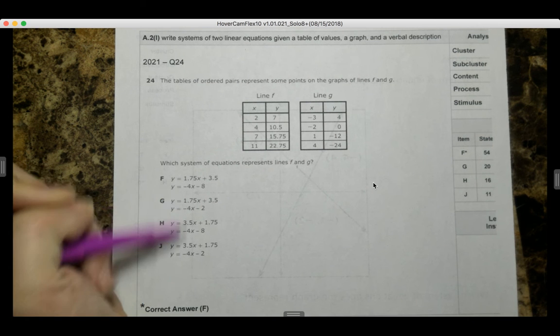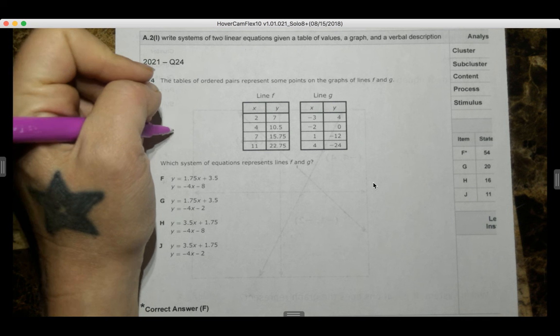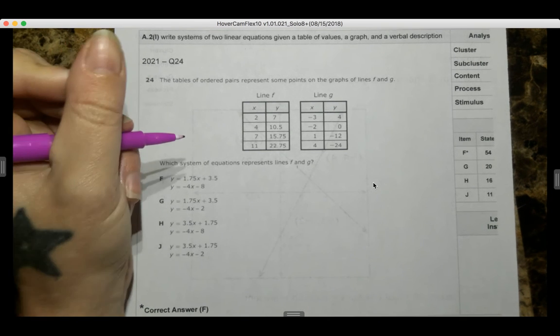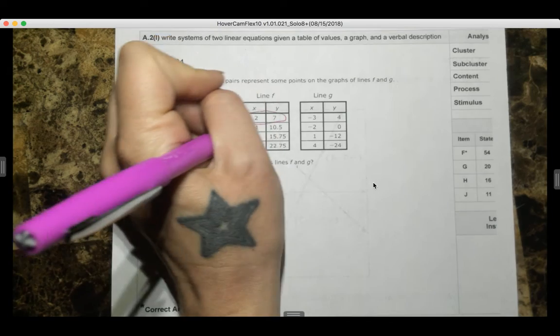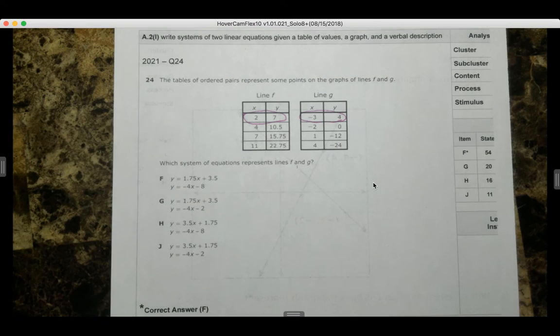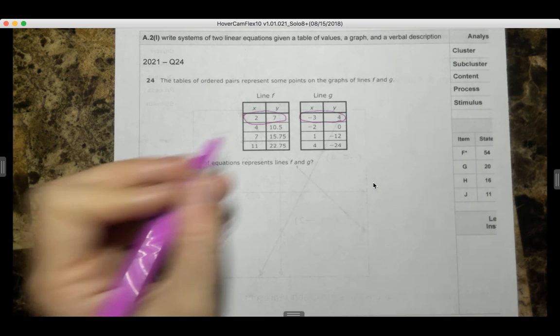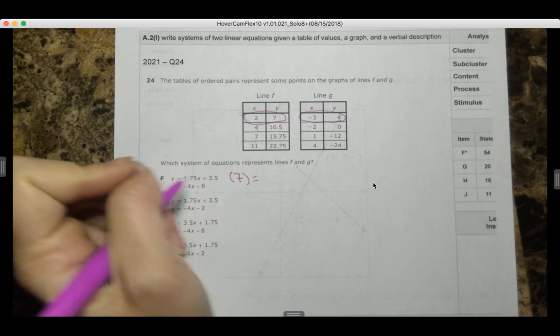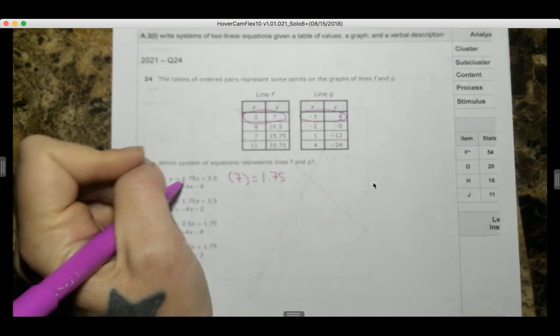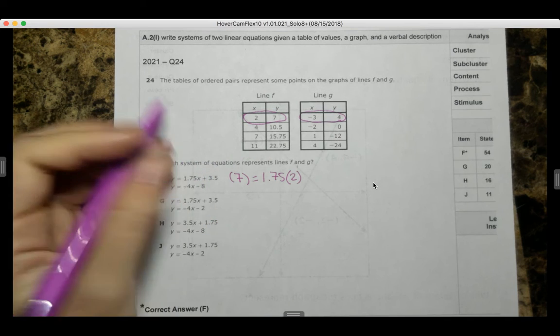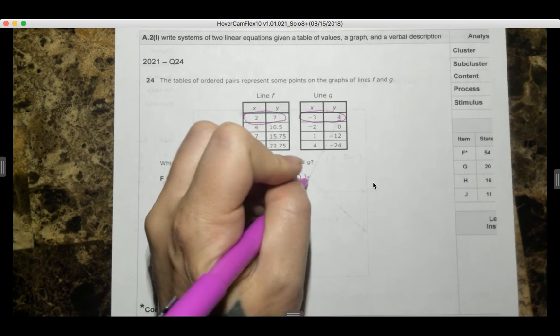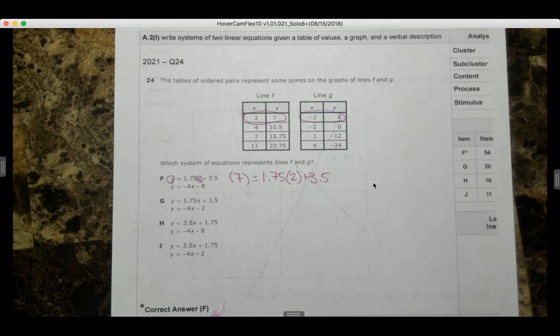Last but not least, you might see tables of values. Now, you could use each table to try to construct an equation using your slope form and point slope form. However, I personally think that the easiest way to do this is just to pick an x and a y from each problem and plug them into the equation. Then you can have your calculator test them out for you. For example, here I could plug in 7 equals 1.75 times (2) plus 3.5 to see if that gives me a statement of true or false.